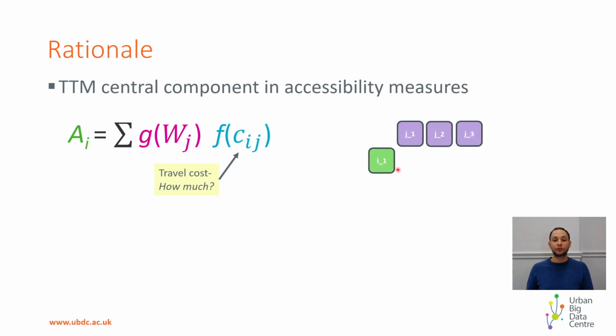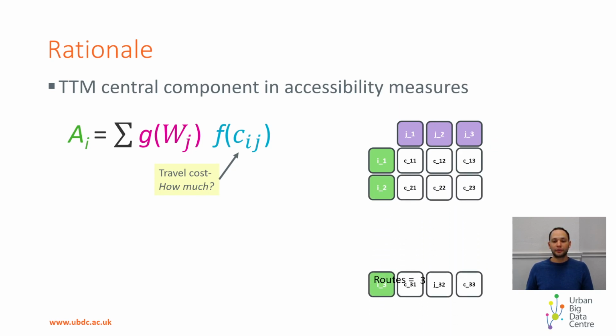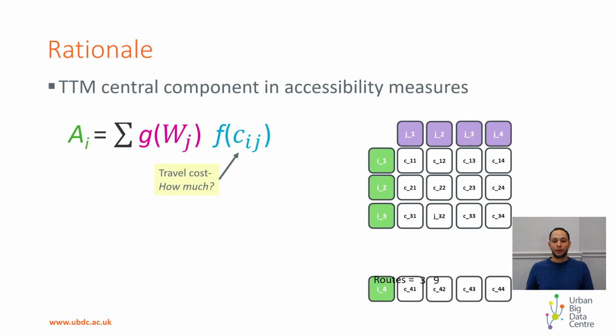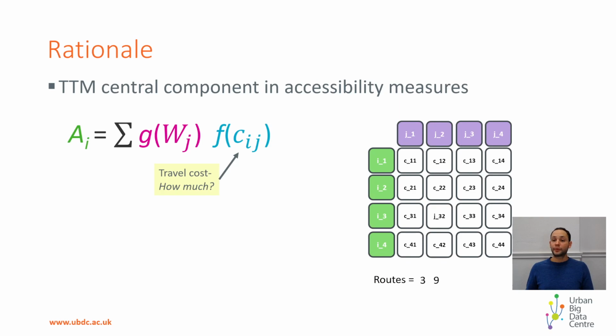Imagine we have a single origin, but we have three destinations. For this matrix, we will need to estimate the cost of traveling from origin 1 to destination 1, from origin 1 to destination 2, from origin 1 to destination 3. Thus, the size of the matrix is only 3. However, if we include two origins, the size of the matrix will increase to 9. Additionally, if we include a single additional destination and a single additional origin, the size of the matrix will increase to 16.